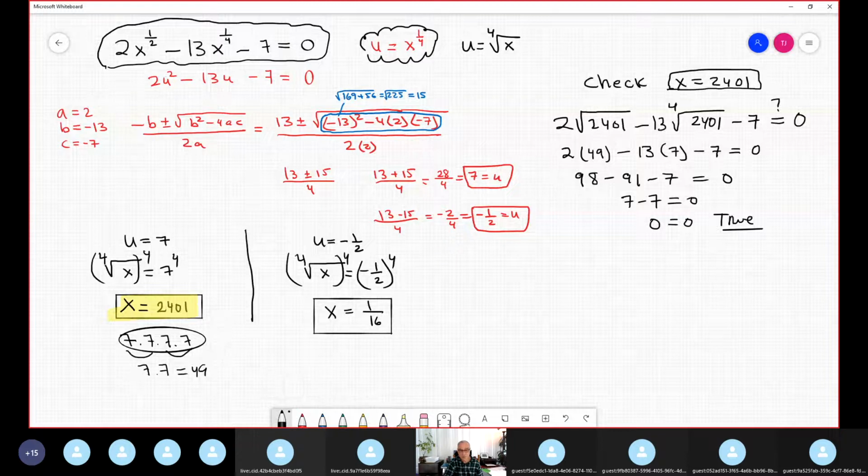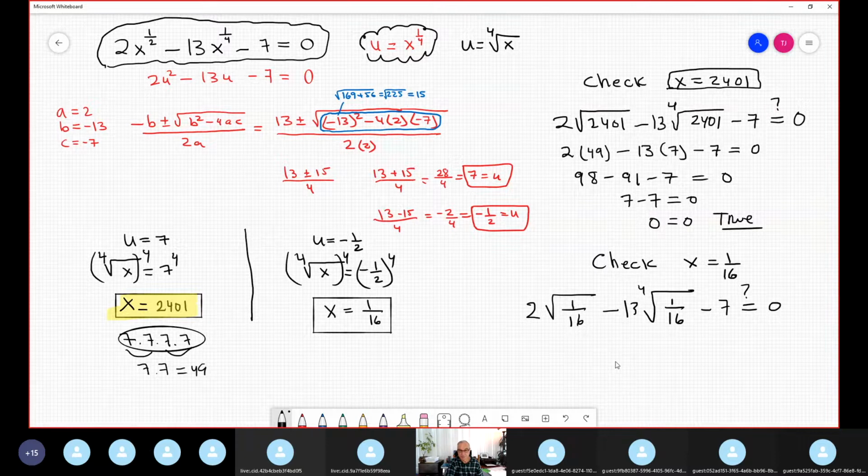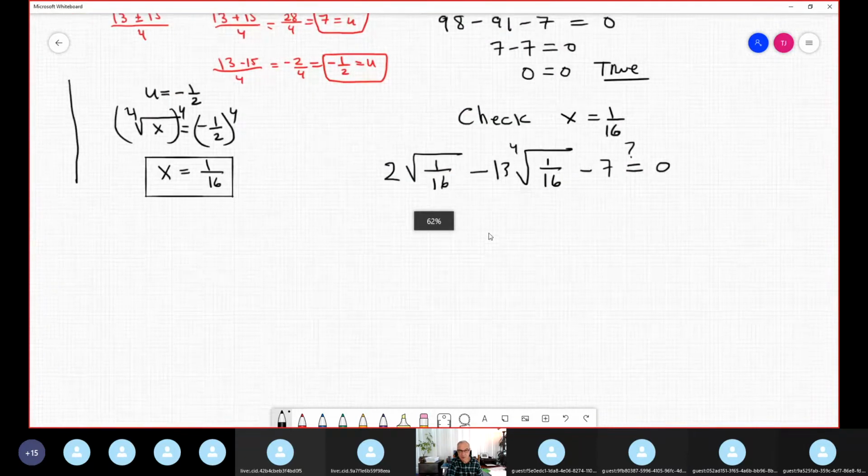Let's check now the 1 over 16. Check x equal to 1 over 16. Similar: 2 times the square root of 1 over 16, minus 13 times the fourth root of 1 over 16, minus 7, should be 0. I put a question mark because I'm not sure whether this statement is true or false. Let's focus. It's easy, because look.